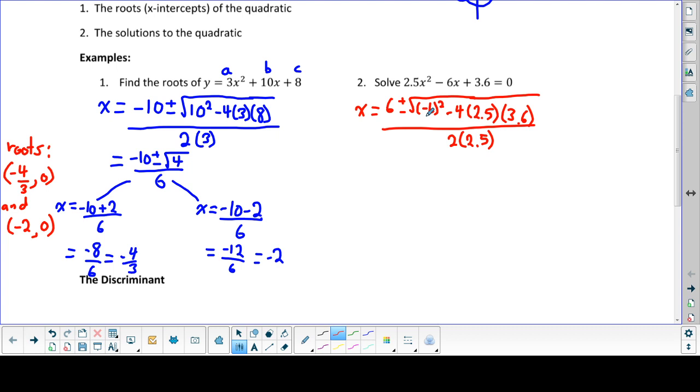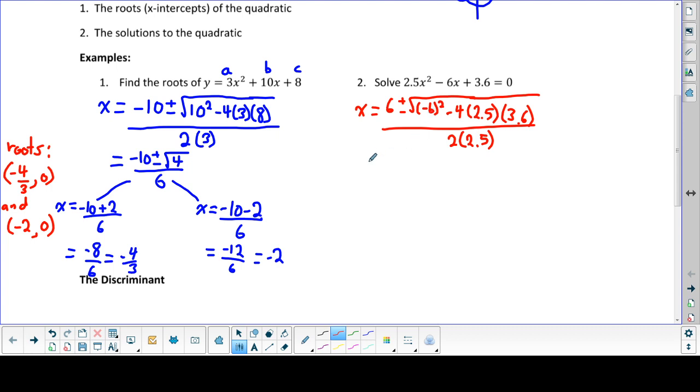And this is why it's really important to understand and know your own calculator, and why I really recommend you own a good calculator and not borrow your friends' all the time. Because if you plug this all in at once, who knows what's going to happen. So I'm going to be very careful. I have to put mine in brackets. Negative 6 in brackets squared minus 4 times 2.5 times 3.6 equals 0.